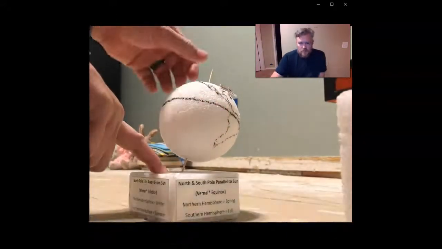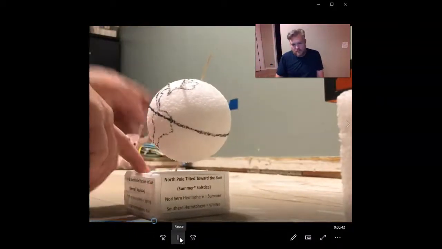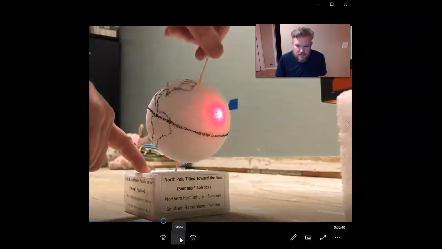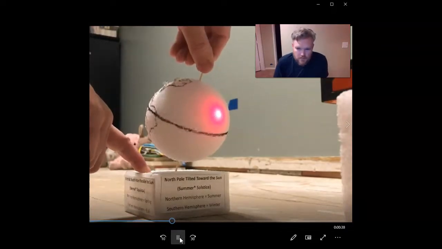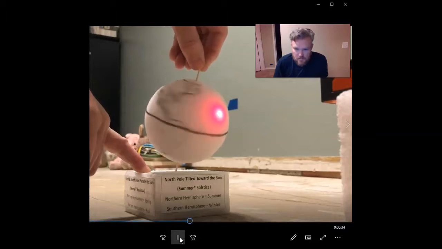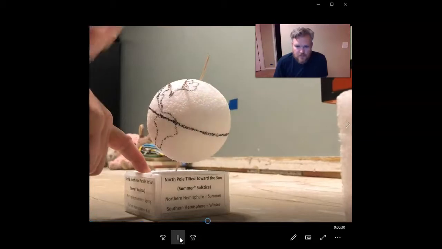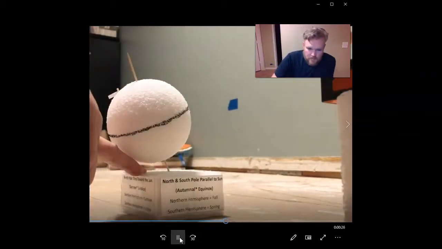Then again, we'll rotate rather than spin. Rotate it one more time. Now it's the summer solstice. And if we rotate again, it's up above the Tropic of Cancer. So the most direct rays are along that 23.5 degree line. And then if we rotate one more time, now we're at the autumnal equinox.